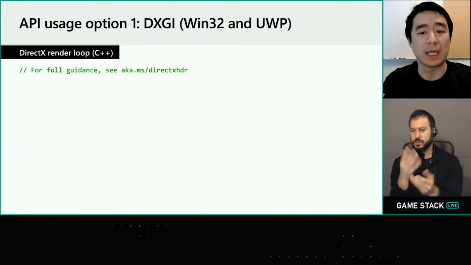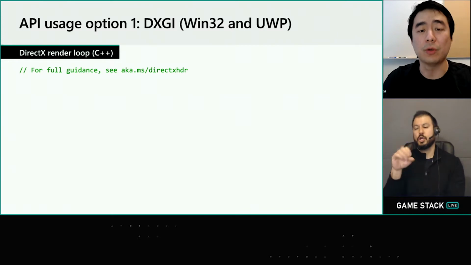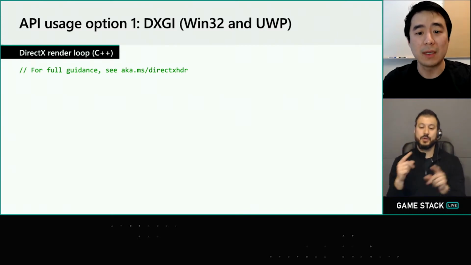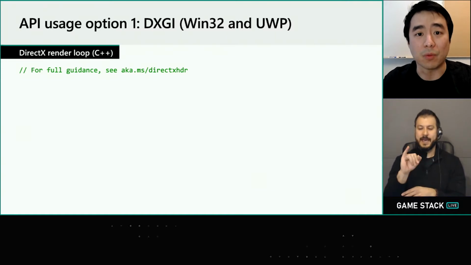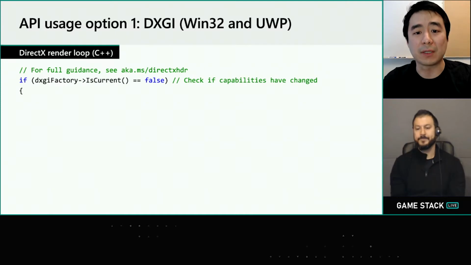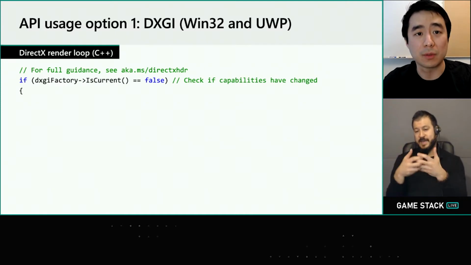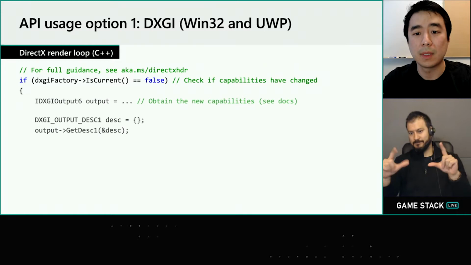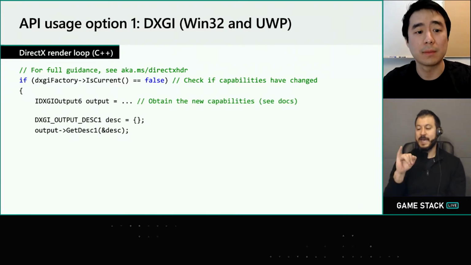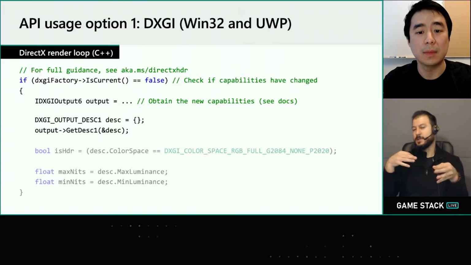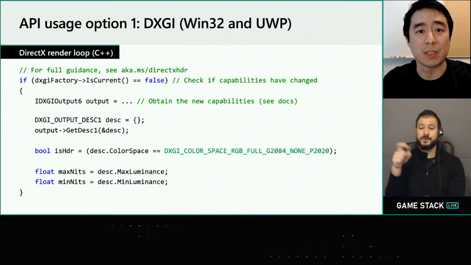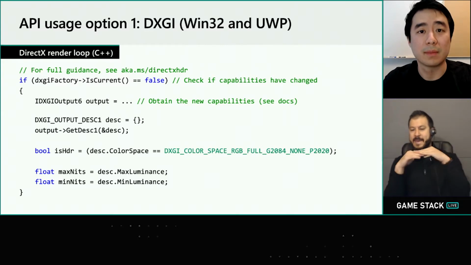Okay, let's quickly look at some code examples. There are two display capability APIs you can use. The first option uses DXGI and integrates directly into your game's render loop. First, use the DXGI factory to check if the display state has changed. You get a new DXGI output and a descriptor. And from there, you have all the information that you need, including minimum and maximum luminance and color primaries.